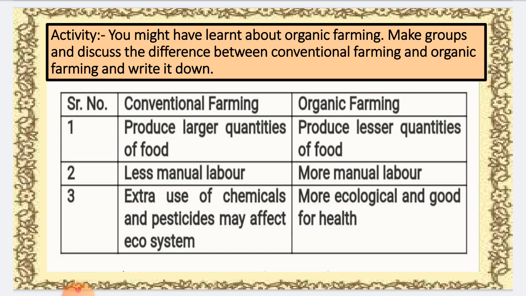So here in conventional farming, a large number of pesticides, or inorganic fertilizers, are used. But what about organic farming, that we are expecting now in the 21st century? In organic farming, production is less, means quantity of food, quantity of yield is less, but it is really very important for our ecological system, and it is good for our health. And for organic farming we need more labor. So all these are the differences.